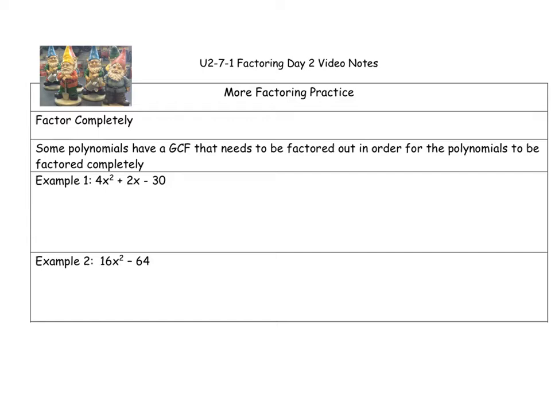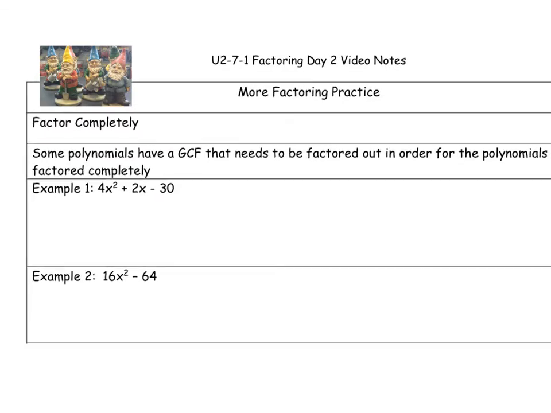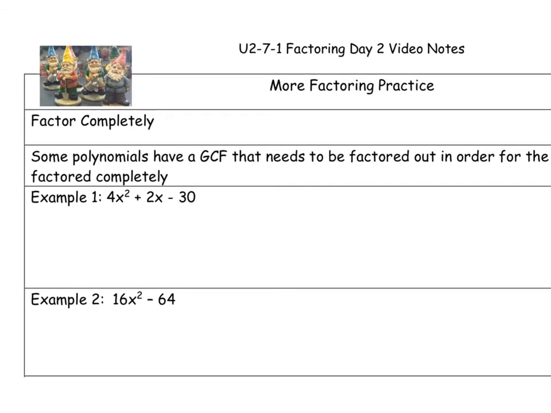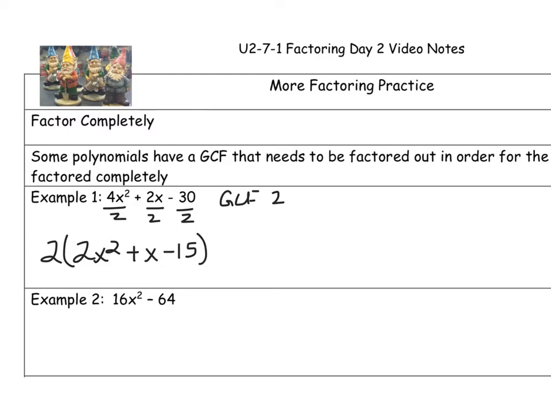So our GCF, for this example, our GCF is 2. So we are going to factor out a 2. So our greatest common factor is 2. So we're going to divide each term by 2. And when we do that, we get 2 times 4x squared divided by 2 is 2x squared. 2x divided by 2 is x, and 30 divided by 2 is 15.